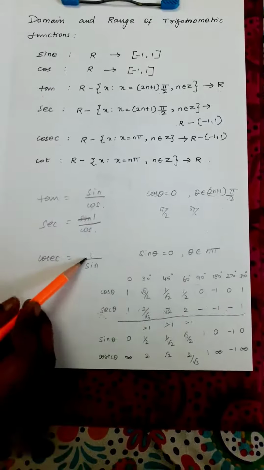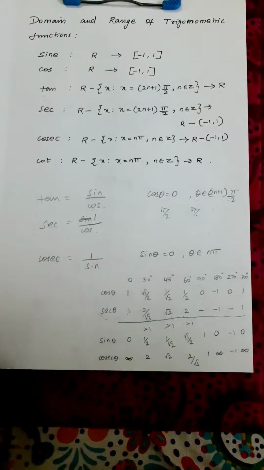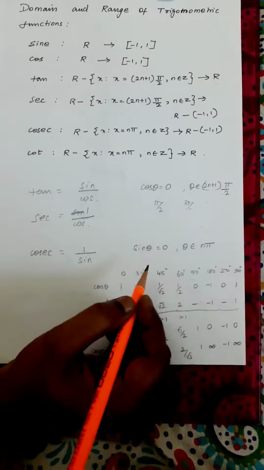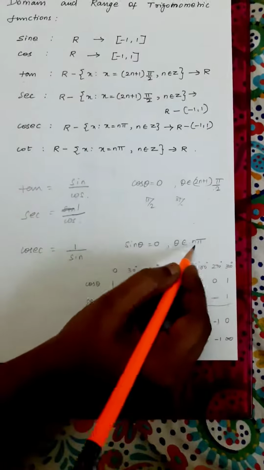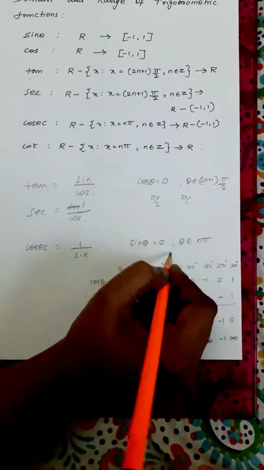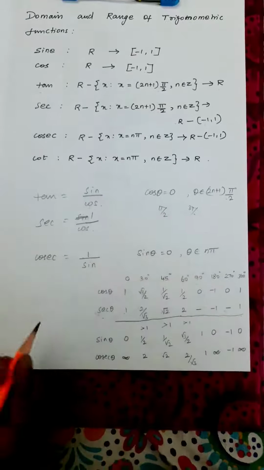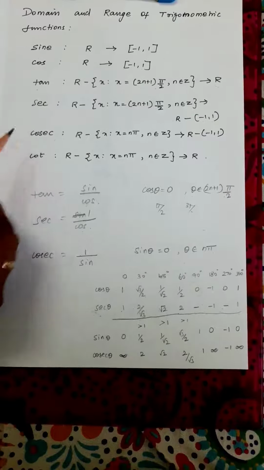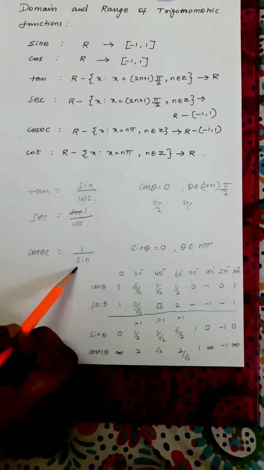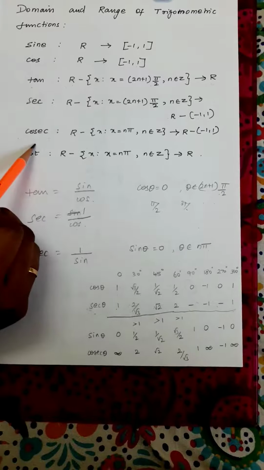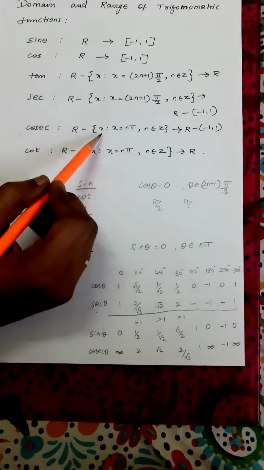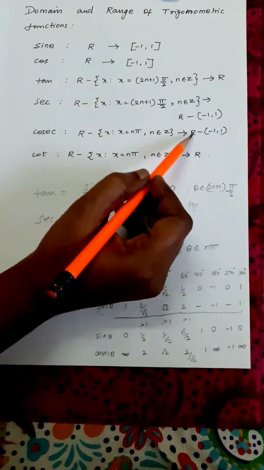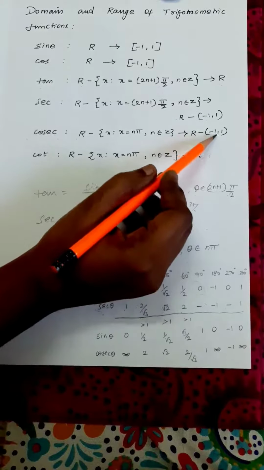Cosecant theta is 1 by sin theta. We know cosecant theta does not exist when sin is 0. In which angle is sin value 0? When theta belongs to n pi. N pi in the sense 0, pi, 2 pi, etc., when n belongs to integers, whether positive or negative. So cosecant theta does not exist when sin is equal to 0. That is why the domain of cosecant theta is the set of all real numbers except x equal to n pi. So the range of cosecant theta is R minus the open interval minus 1 to 1.